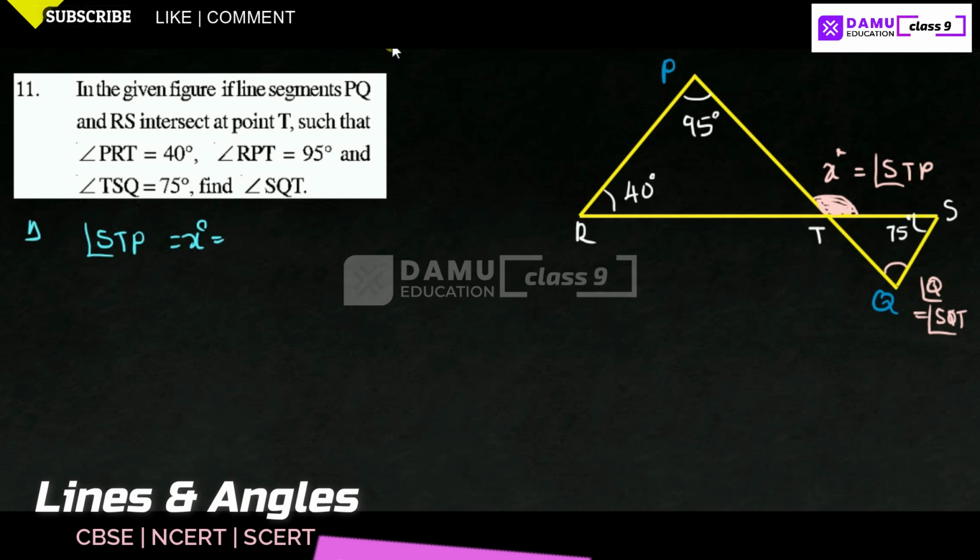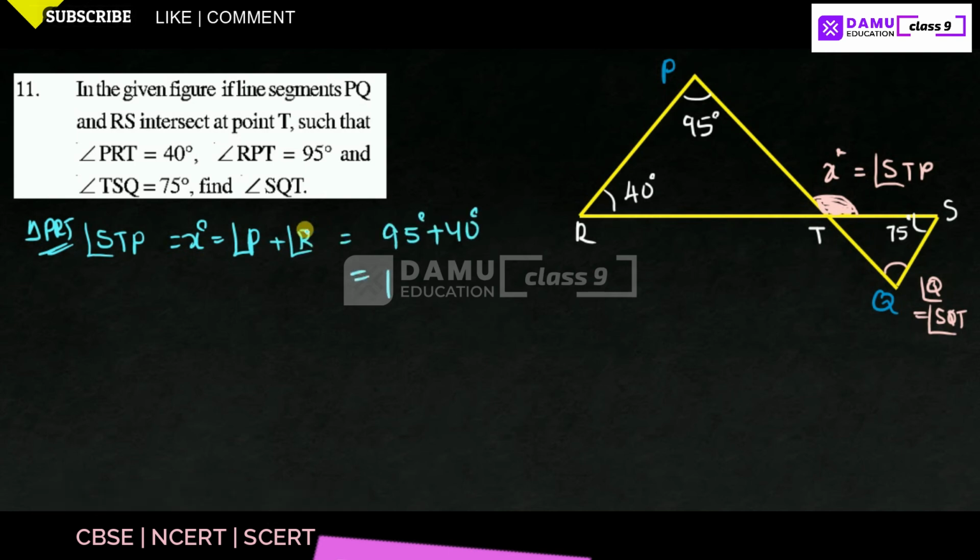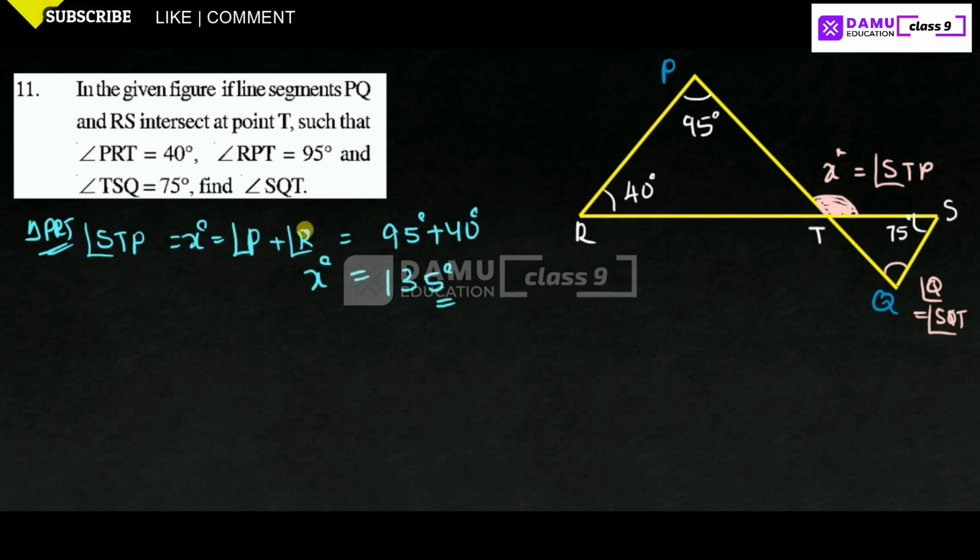So in triangle PRT, x degrees will be equal to angle P plus angle R. Angle P plus angle R is nothing but 95 plus 40 degrees. Then what you will get here is 135 degrees. So the x angle is 135 degrees.